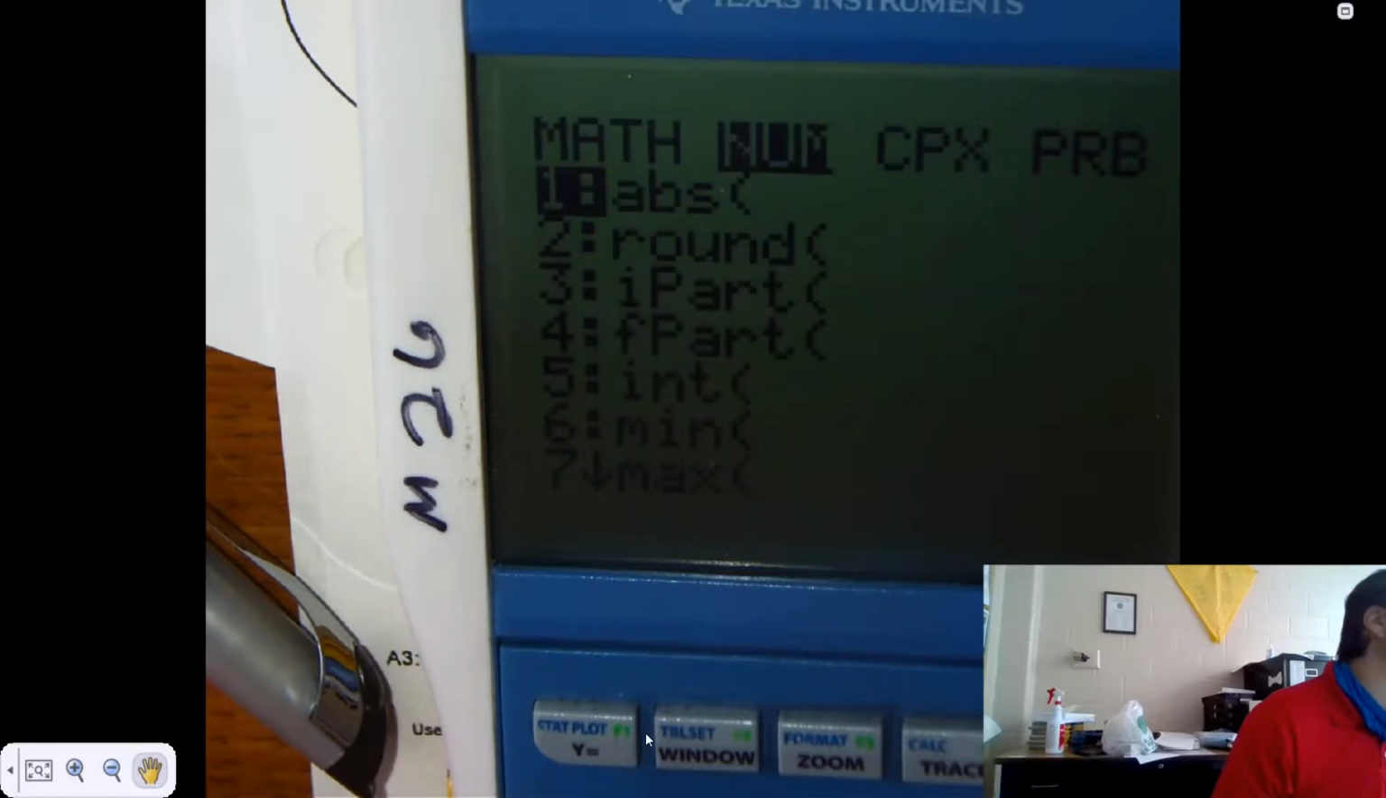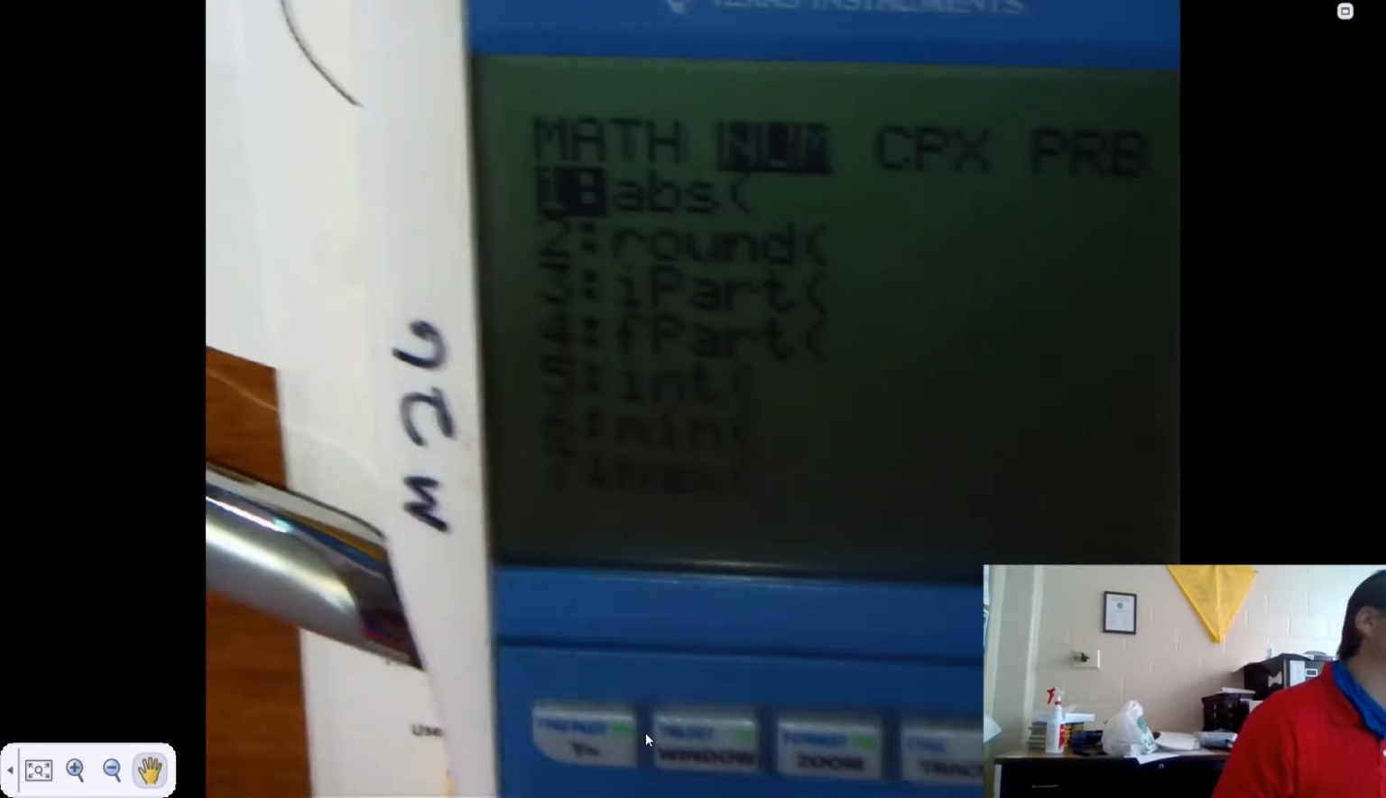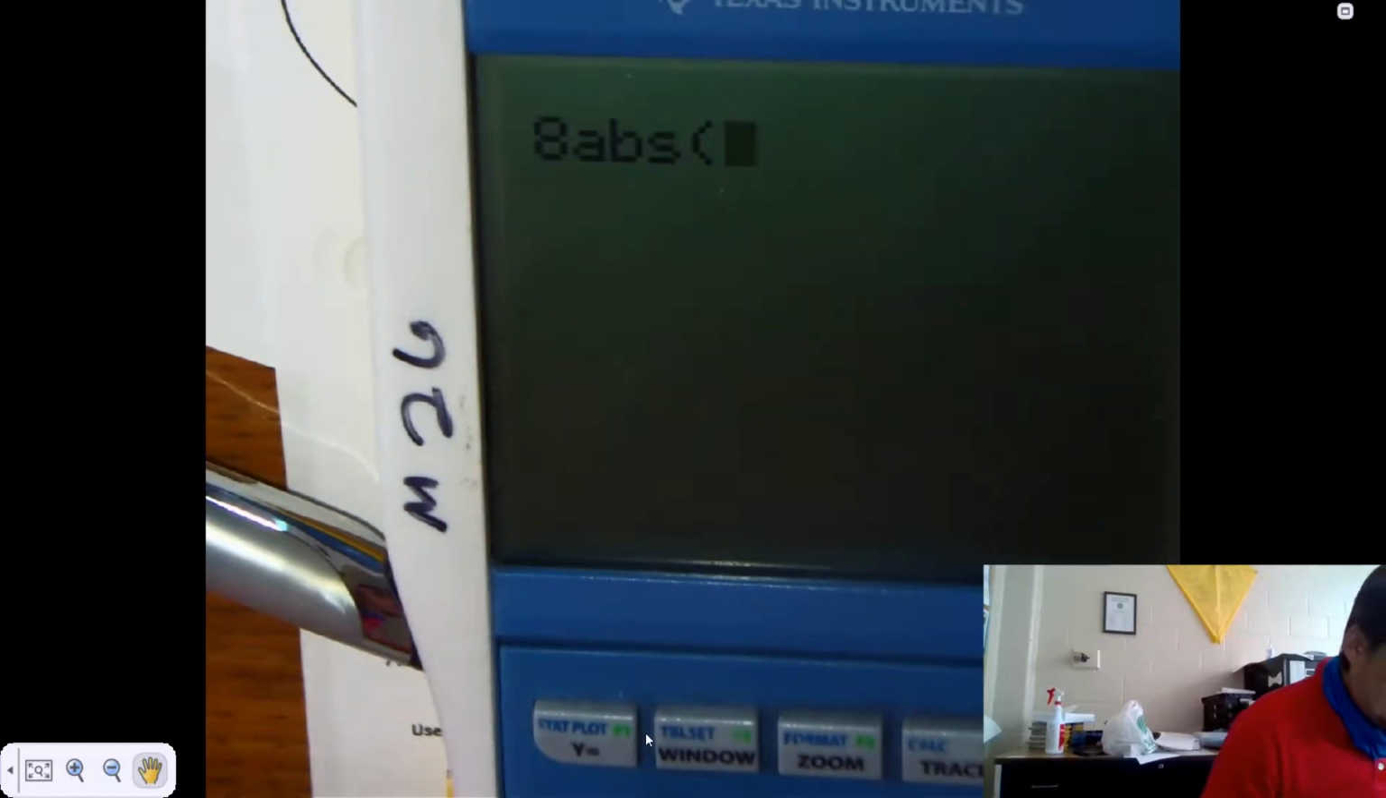Num. Num for number. Okay. Absolute value. It's first choice. And I have a -11 plus x. And x is what in that example? 3.